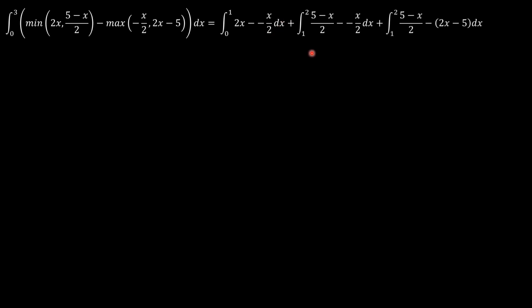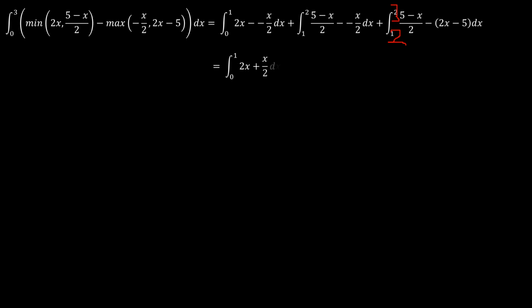And then from 1 to 2, we shift now to the new minimum. The first component here is (5 minus x) over 2 minus negative x over 2, since negative x over 2 is still the maximum in that domain. And in the last domain, from 2 to 3, we have (5 minus x) over 2 minus (2x minus 5).